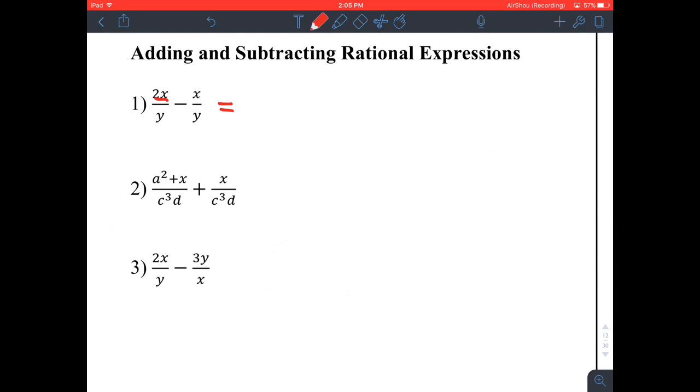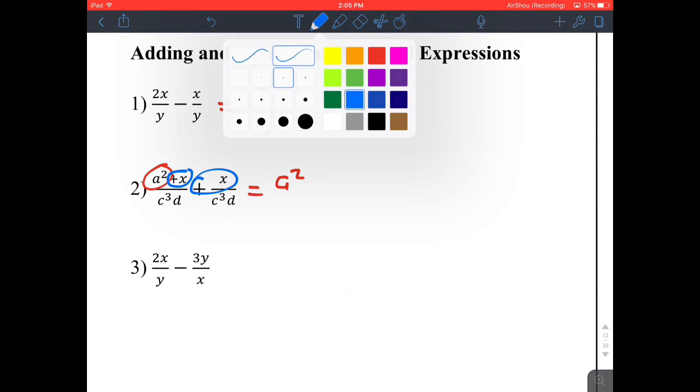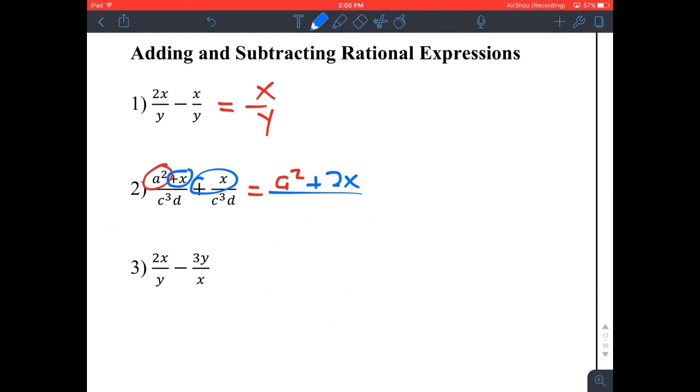So 2x minus x is going to be 1x. Denominator stays the same. Number 2, adding. They already have common denominators. So you add the numerators, combine like terms. A squared has no like term. Plus x, those are like terms. You're going to get plus 2x. Denominator stays the same. If you can cancel anything, if you can simplify your fraction, you should do so. And that happens when you can multiply the top and the bottom by the same thing, which would make your problem simpler, or divide the top and bottom by the same thing, which would make your problem simpler.